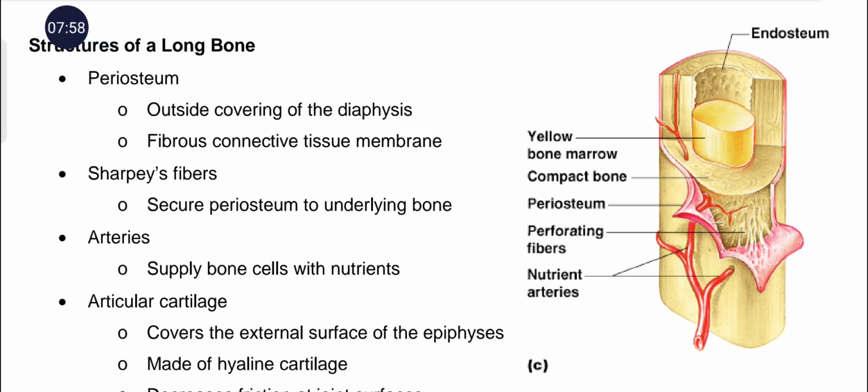Next is arteries. The bone has a rich supply of arteries. So these arteries supply the bones with nutrients. In the diagram you can see the arteries which are supplying the nutrients.